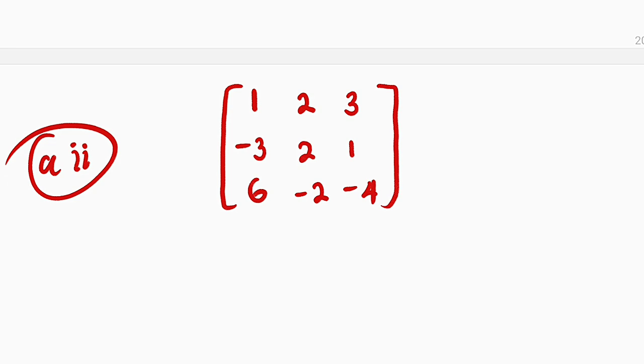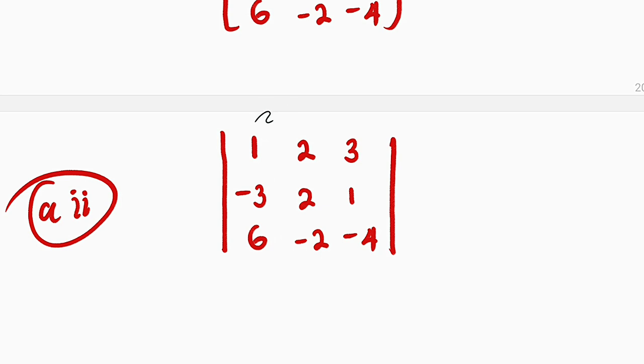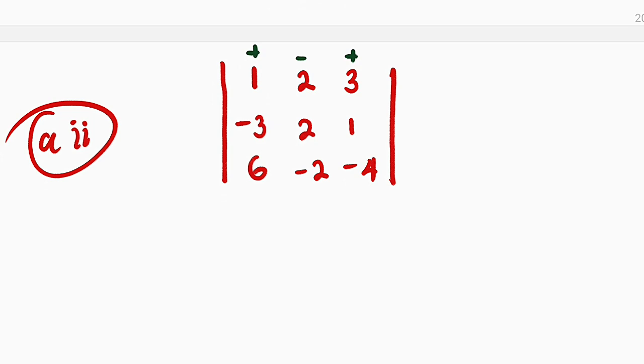To find the determinant, this is how it looks. We have a vertical stroke like this. This indicates determinant. And you should assign plus, minus, plus here. How do we form this matrix? Take plus 1. We have 1. Then form a matrix by deleting this column and this row. We are going to form another matrix of 2, negative 2, 1, and negative 4.